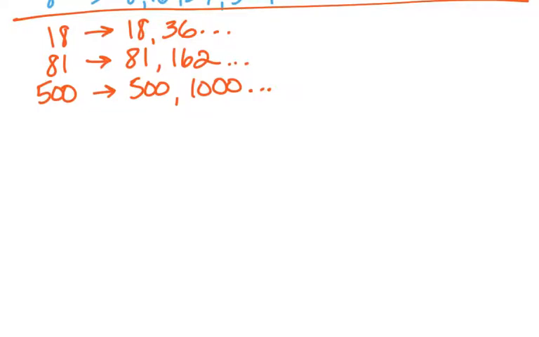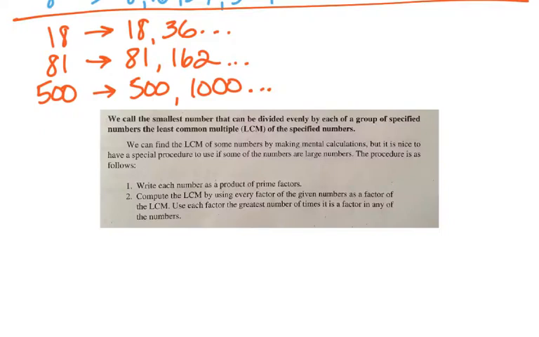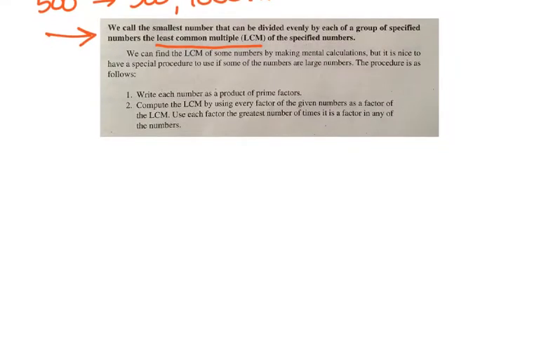So I'm going to add a graphic here. This is straight from the Saxon book. This reminds us that we call the smallest number that can be divided by each group of specified numbers the least common multiple of the specified numbers. So it's the smallest number that each of those can divide evenly into. And here's our process for finding that. We can find the least common multiple of some numbers by making mental calculations, but it's nice to have a procedure to follow. So here are their 2 steps.